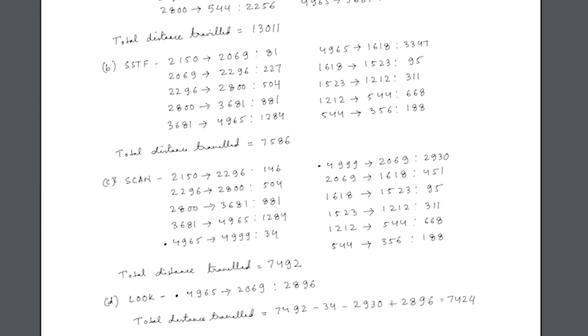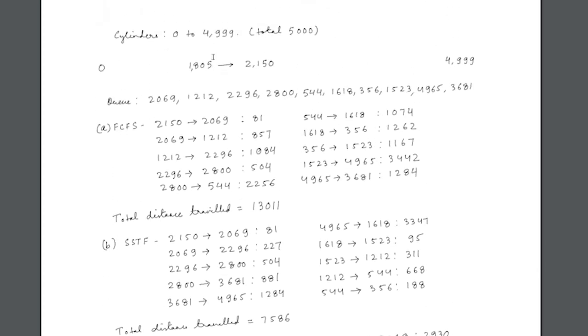Now let's go to the SCAN algorithm. In the SCAN algorithm, the disk heads would go in a particular direction all the way till the end of that direction, and then they will reverse direction and process all the requests on their way back. They will go all the way to the end of that direction, and then they will reverse their direction and start going in the original direction all the way to the end again.